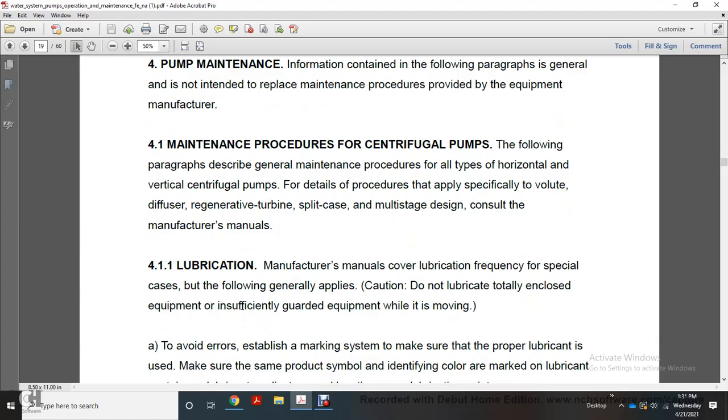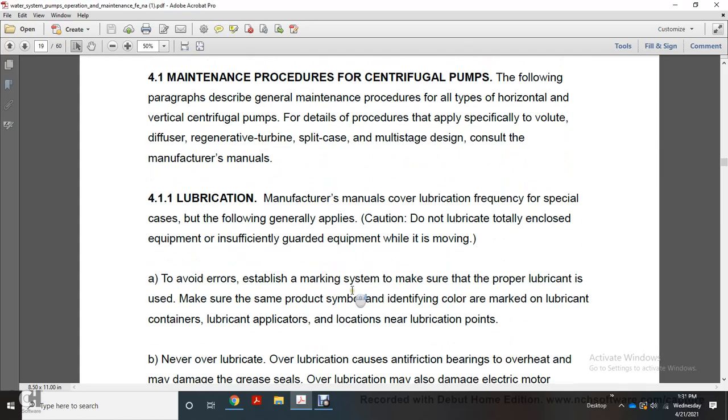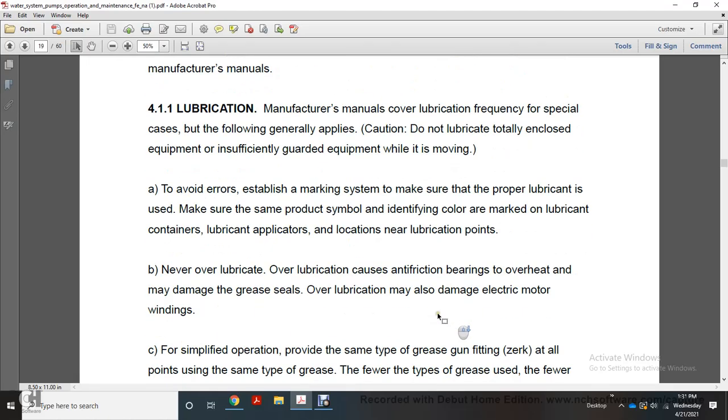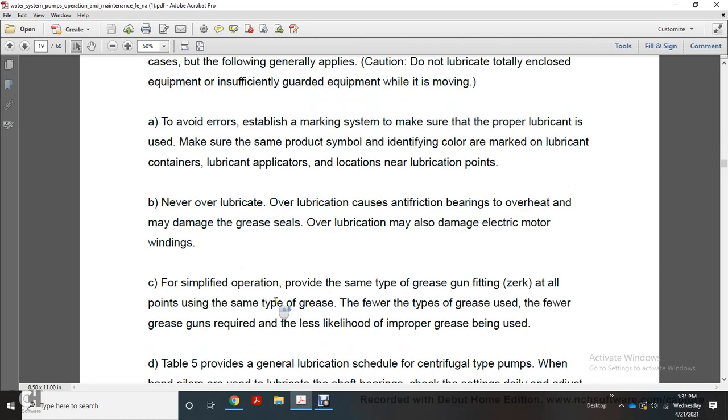Lubrication. Manufacturer manuals cover lubrication frequency. For special cases, the following general cautions apply: do not lubricate totally enclosed equipment, and do not lubricate unguarded equipment while it is moving. Avoid this by establishing a marking system. Make sure that the proper lubricant is used. Mark the same product symbol and identify it with a color code on the lubricating containers, lubricating applicators, and lubricating points. Never over lubricate. Over lubricating causes the anti-friction bearing to overheat and may damage the grease seals. Over lubrication may also damage electric motor windings.